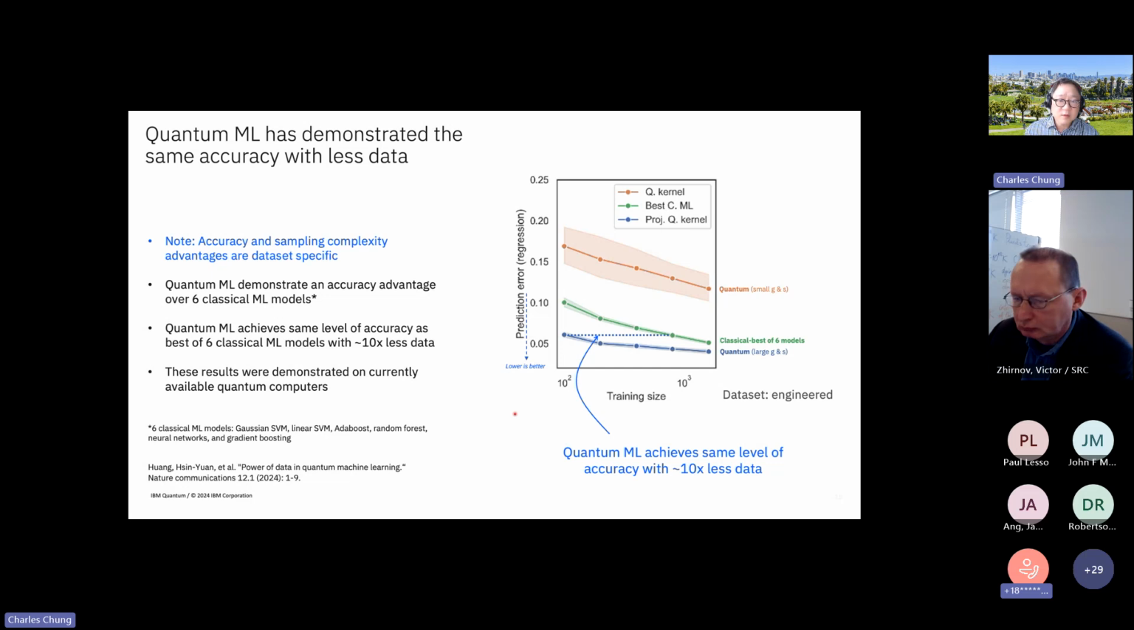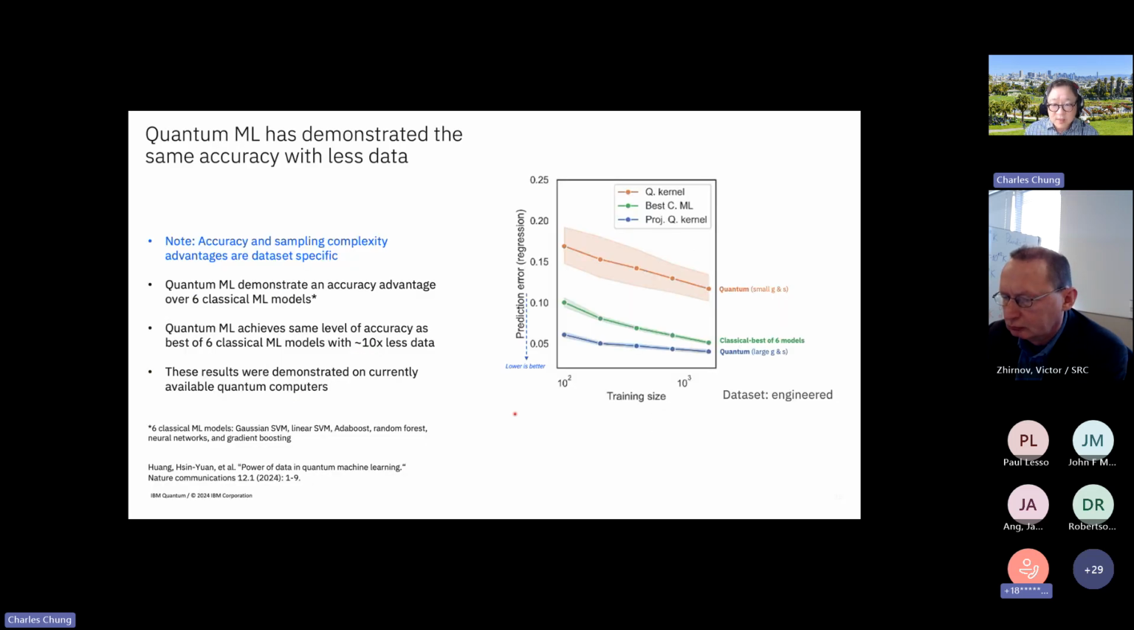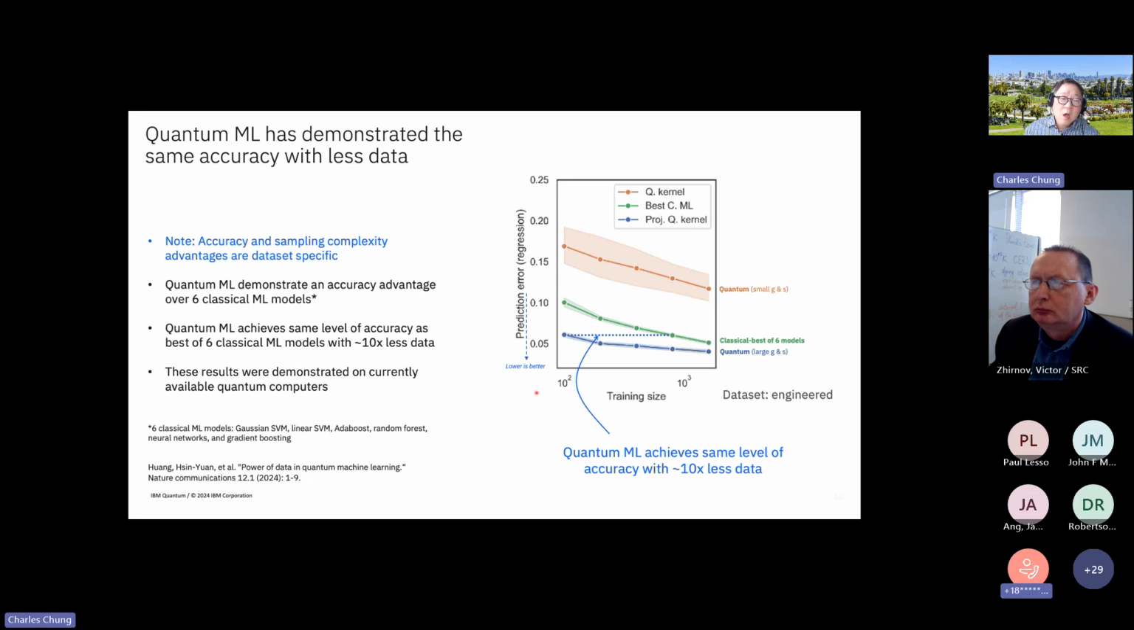So given the fact that we're seeing an increase in accuracy on some data sets, not all data sets, and reduced sampling complexity, again, on some data sets, not all data sets, what we are focusing on are those applications where accuracy has plateaued in classical machine learning, like image classification, and is still not high enough, as well as those applications where data is hard to get. And a place where both of those come together is anomaly detection. Anomalies are by nature rare, and so data is hard to get.